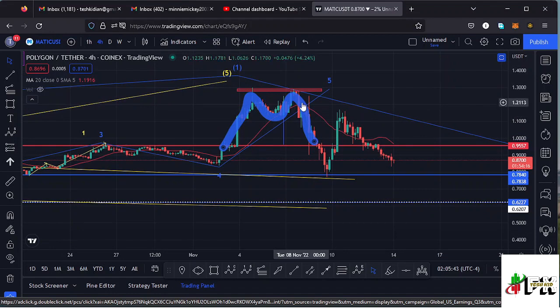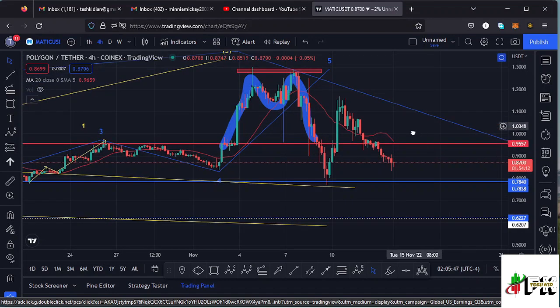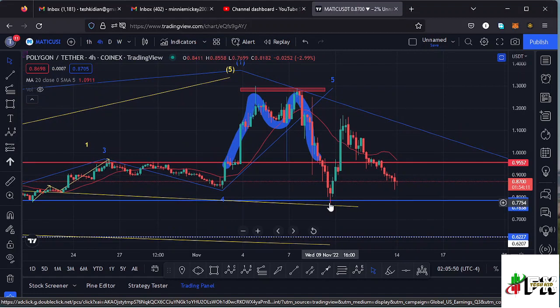And you can see we saw that breakout even lost the key area of support at around the $0.95 mark and made our low at around the $0.77 mark.